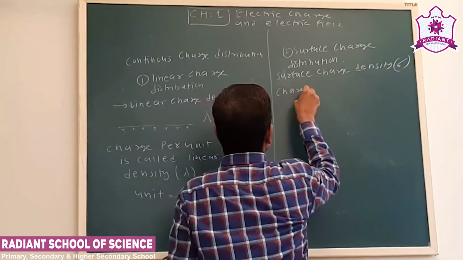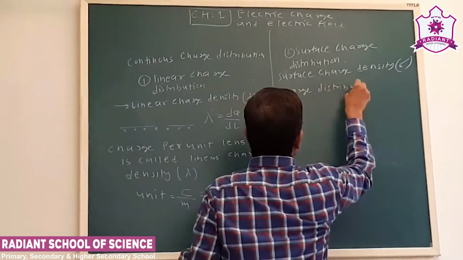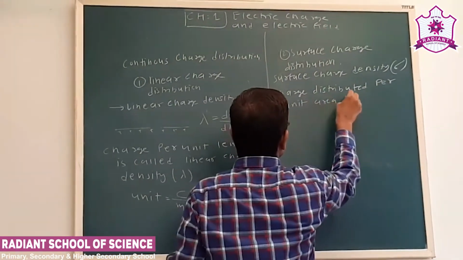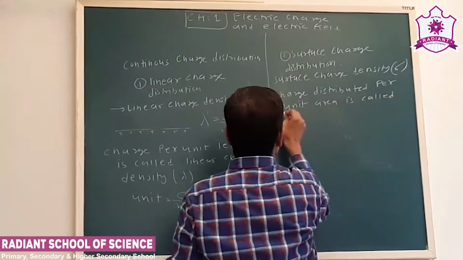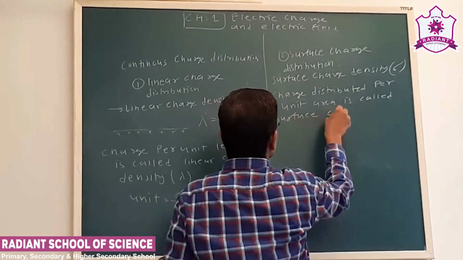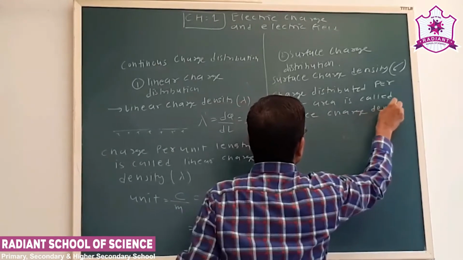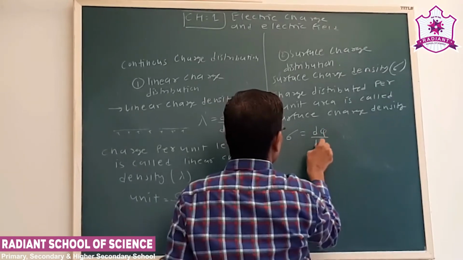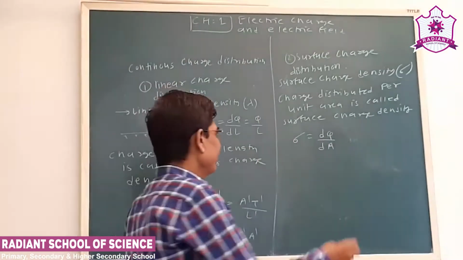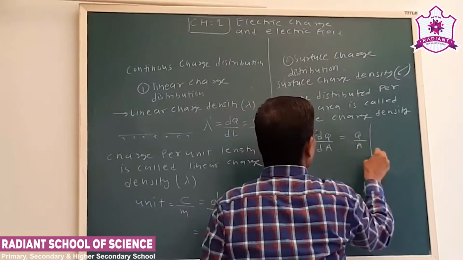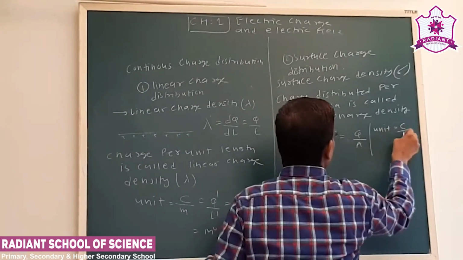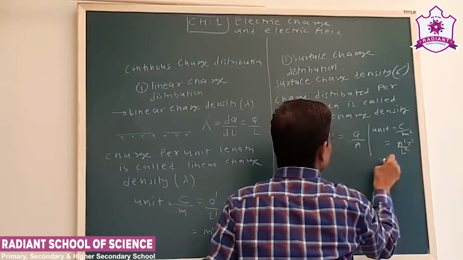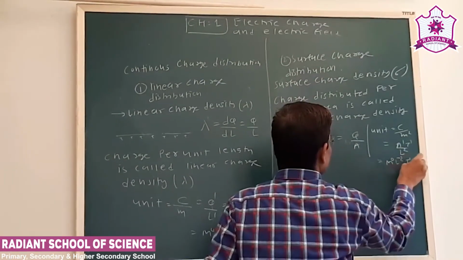Charge distributed per unit area is called surface charge density. Now sigma is dq by dA, where A stands for area, or we can write it is Q by A. What is the unit here? Coulomb per meter square. A1 T1 upon L square, M0 L minus 2 T1 A1.